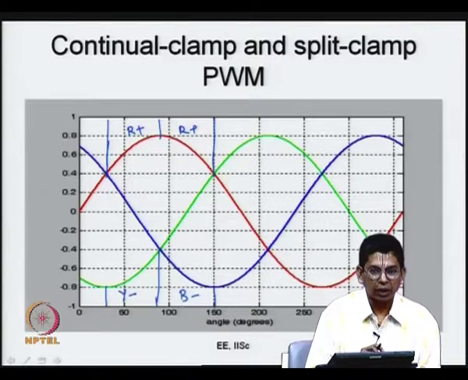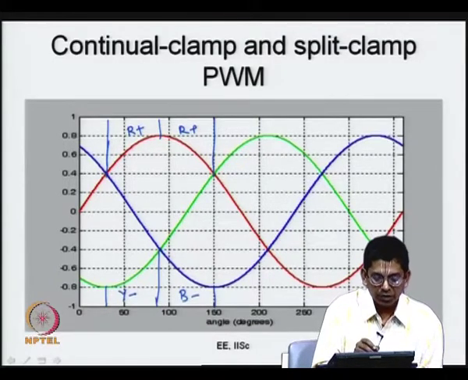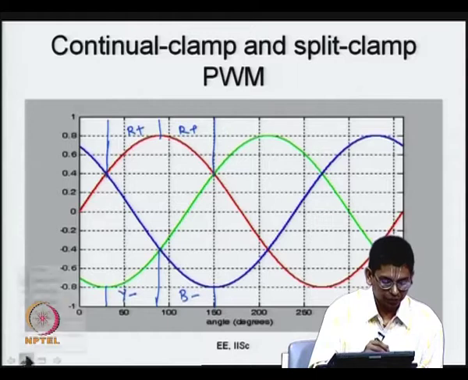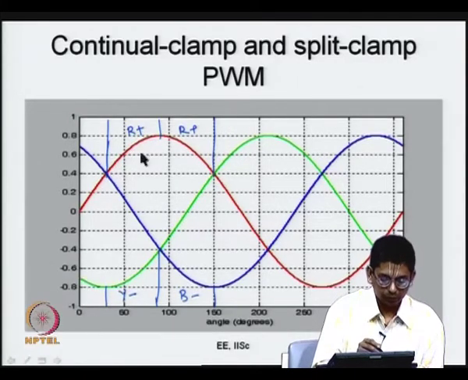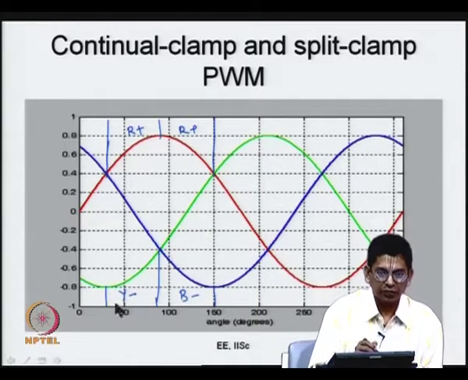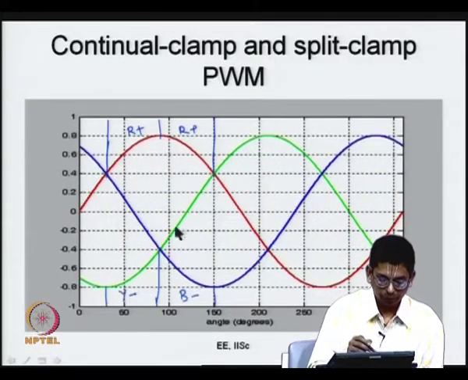In the case of continual clamp, what are you doing? You are clamping for some 60 degree duration here in the middle of this. You are choosing a 60 degree duration to be somewhere in the middle, and in the remaining part you are letting the Y phase to be clamped to negative, and you are letting the B phase to be clamped to the negative now.